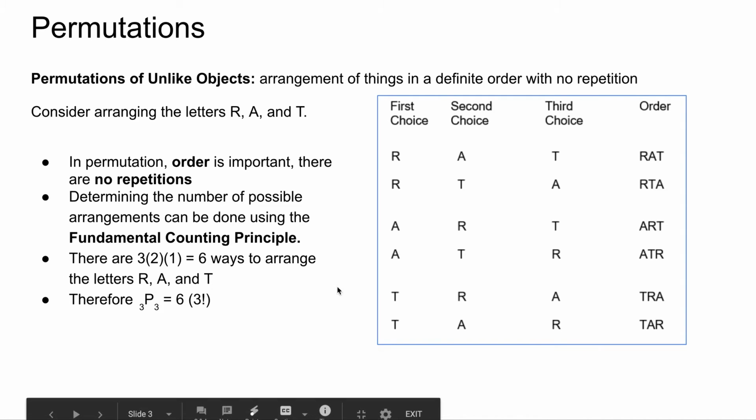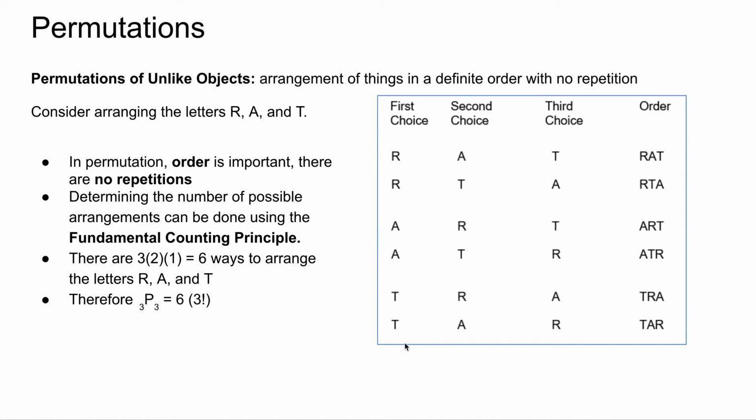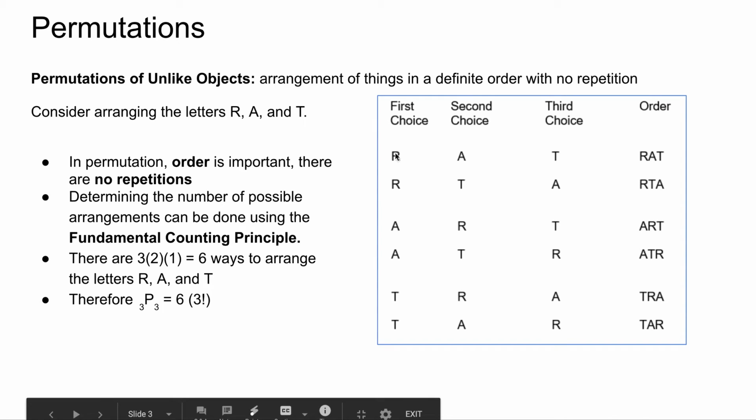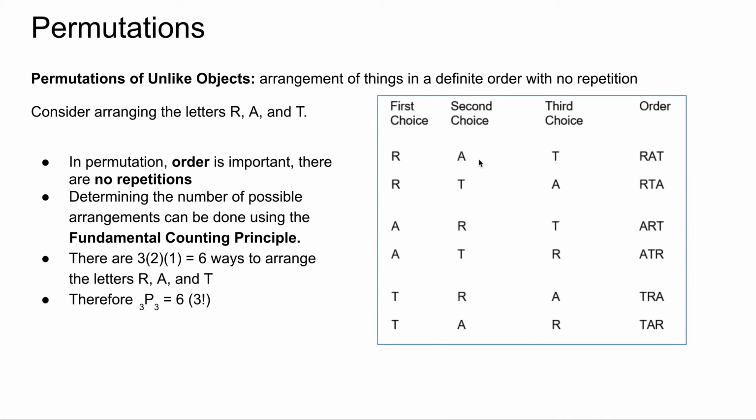So there are 3 letters, so 3 times. For the first choice, you can choose R, A, or T, so you have 3 choices. So 3 times. For the second letter though, if you have chosen R, then you have only 2 choices. So 2 times, and for the last one, you have only 1 option. The leftover, times 1. So 3 times 2 times 1. There are 3 times 2 times 1 equals 6 ways to arrange the letters R, A, and T.